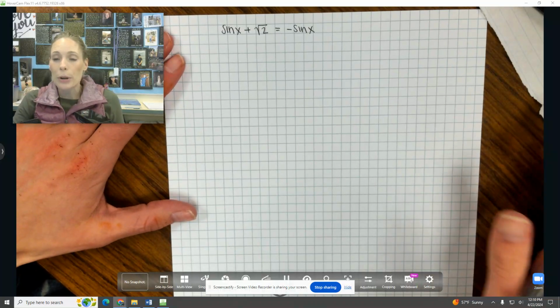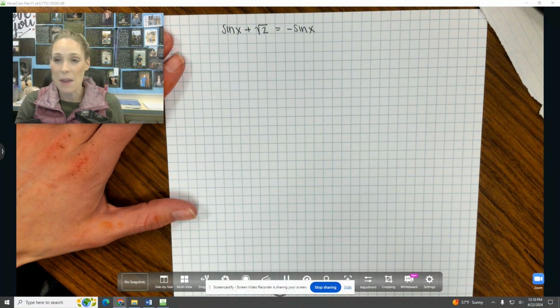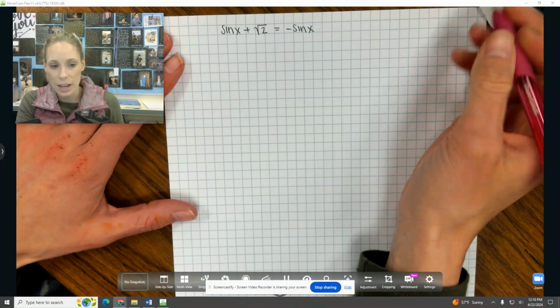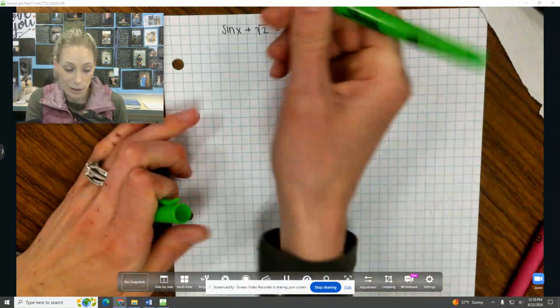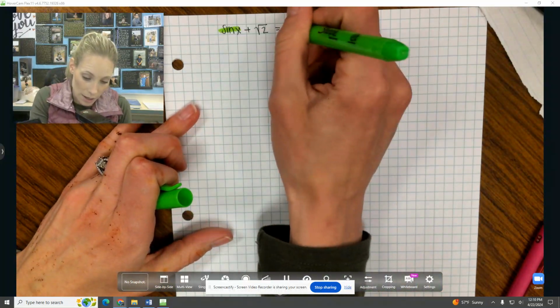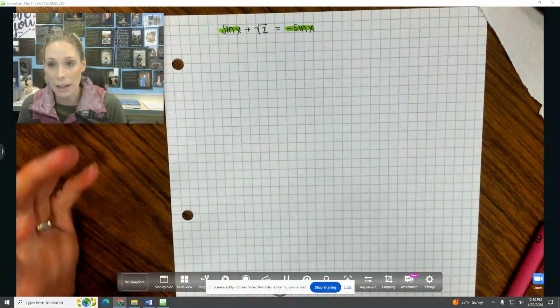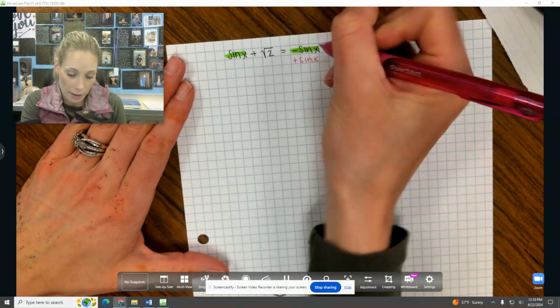So you want to remember your order of operations. You want to remember everything you've ever learned in math class before. And the first thing we want to do is isolate our x. So we need to get all of the terms that have x on the same side. These terms both have an x embedded in them, so we want to combine those. To jump over the equal sign, we are going to add sine of x.